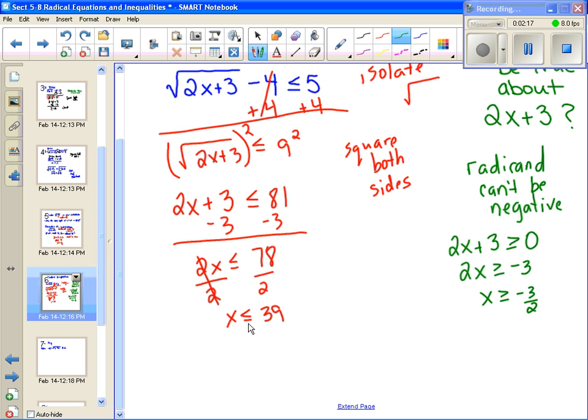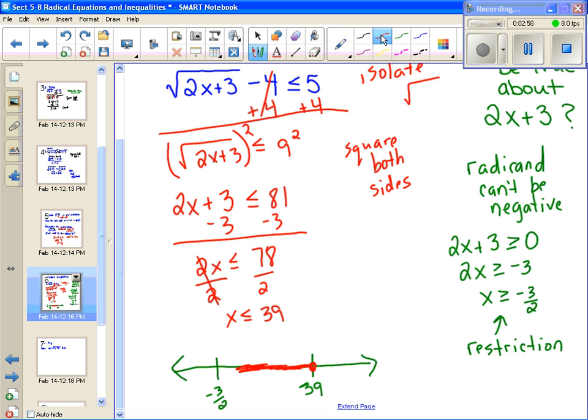Now we said that the solution was x is less than or equal to 39. What this does is this just gives me a restriction on my solution, and it's really giving me a lower limit. I can't go below negative 3/2. So if I were to think of this on a number line, and here's 39, so it would be 39 or less, which would be this way on the number line. However, there's a lower limit. I can't go below negative 3/2. So that would be my lower limit.